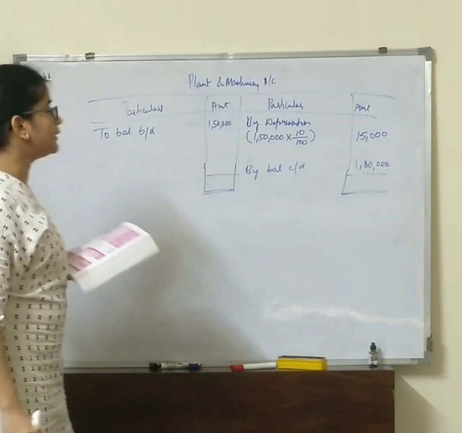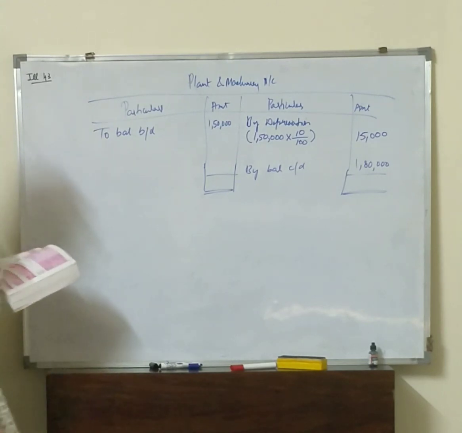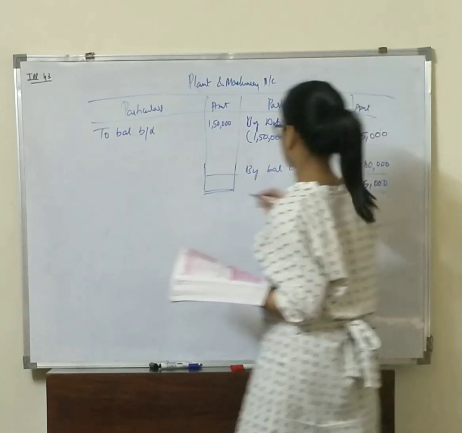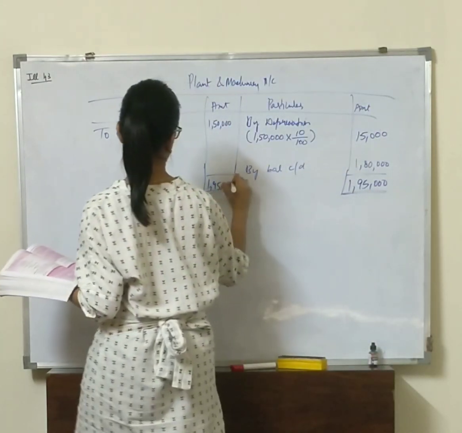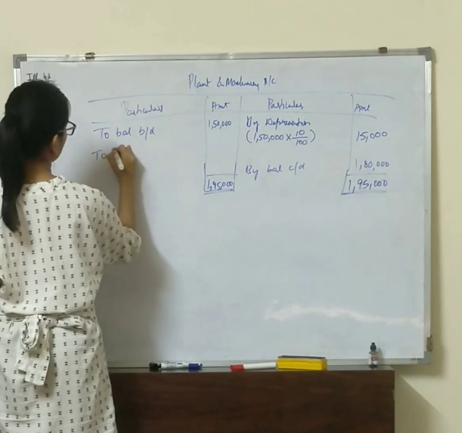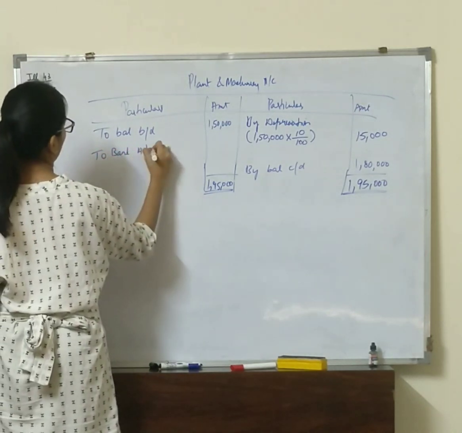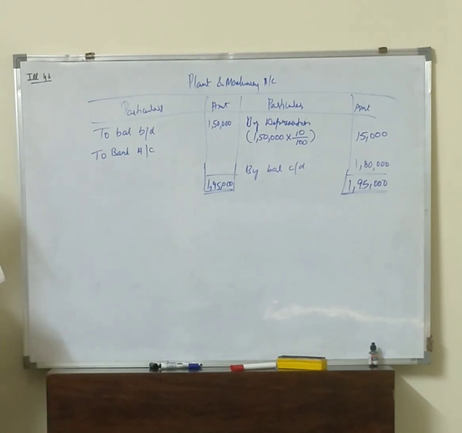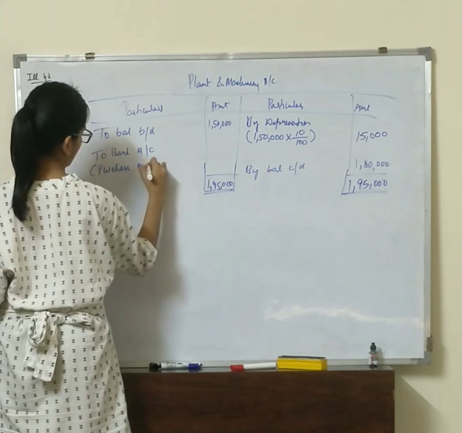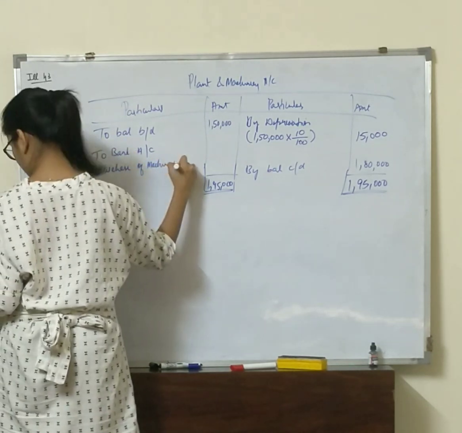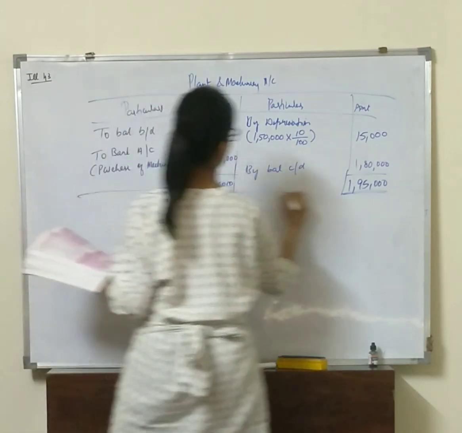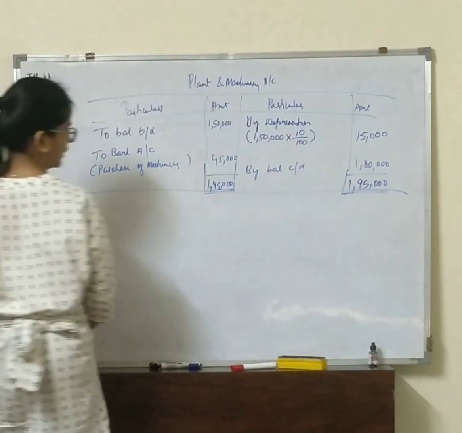Anything else has been given regarding our plant and machinery? No. So we will total both the sides. Which side is more? Our credit side is more. How much is it? 1,95,000. 1,95,000 you write on both sides. Whatever balancing figure we get, it is on the debit side it is purchases, on credit side it is sales. So write down to bank account, in bracket purchase of machinery. So how much is it? 45,000. We have prepared our plant and machinery account.